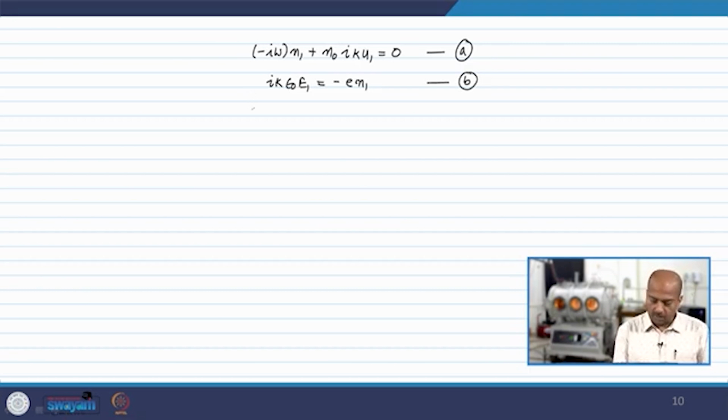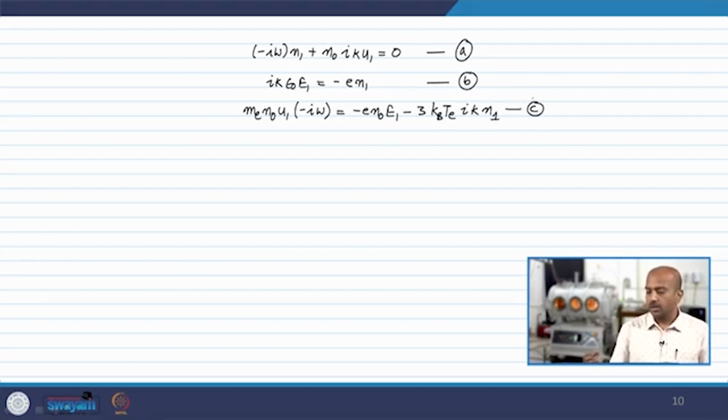And the momentum equation, when linearized and upon substitution of the sinusoidal solutions, will be me n0 u1 (minus iω) is equal to minus e n0 E1 minus 3 kB Te i k n1. Right. So, we have A, B and C.